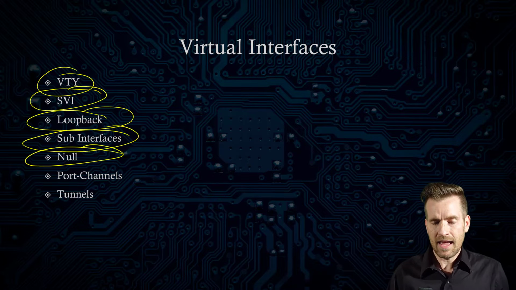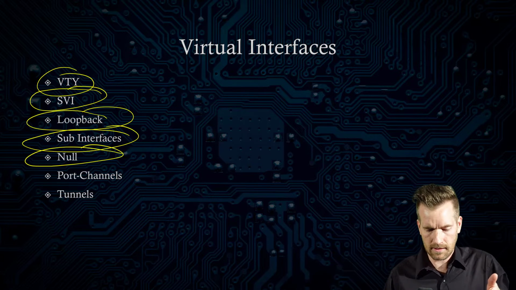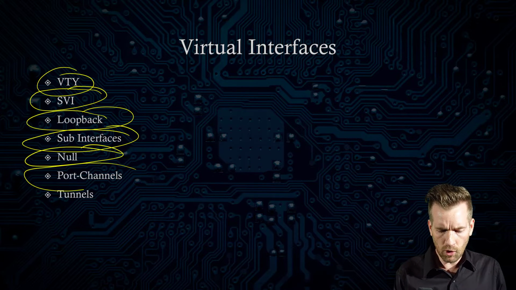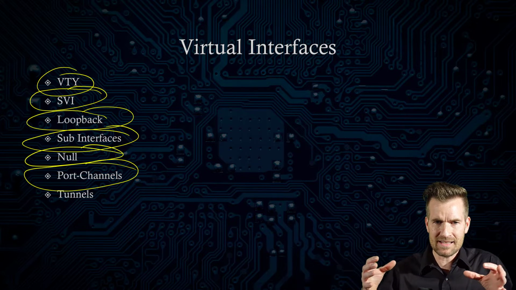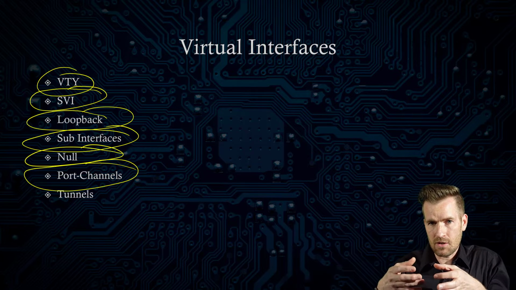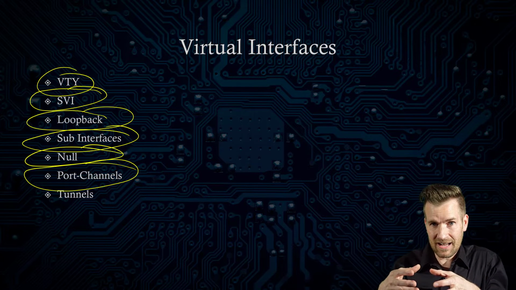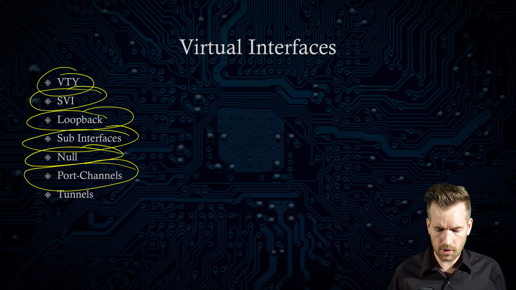We also have a null interface. The null interface is where we're going to send traffic if we want to kill that traffic. We've got port channels. Port channels are when we group up multiple physical interfaces into a grouping, so that way we have a connection and we can use multiple interfaces to have more bandwidth across from one switch to another. So we're going to take a look at that.